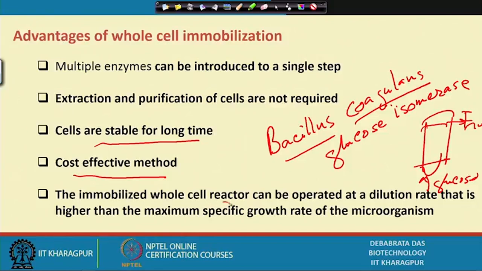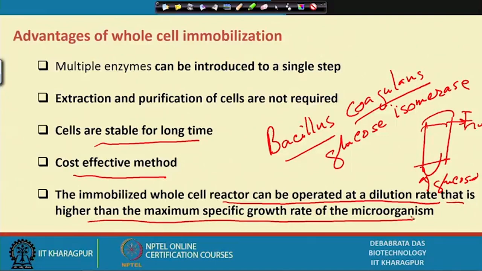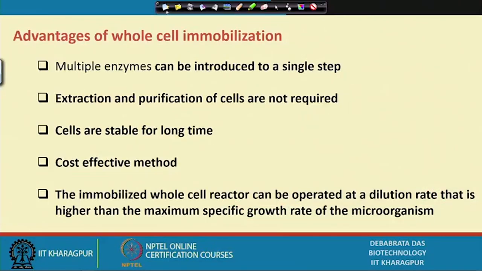The immobilized whole cell reactor can be operated at a dilution rate that is higher than the maximum specific growth rate of the organism. I told you, since you are holding the cells, you are not allowing the cells to go out of the system. So dilution rate has little role to play, because even if you cross this D washout, which is a problem in the normal chemostat process, that problem can be overcome here. So this is the major advantage of this whole cell immobilization process.